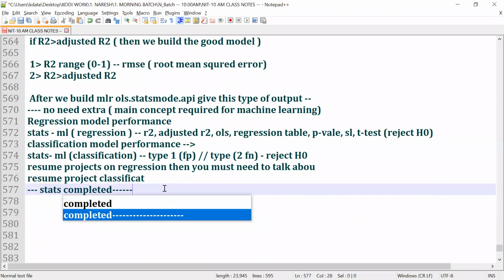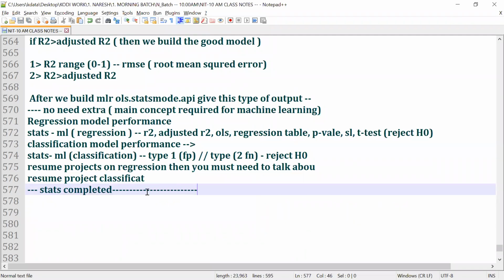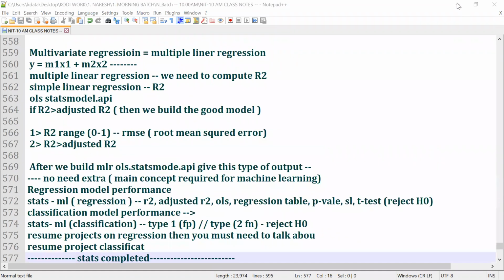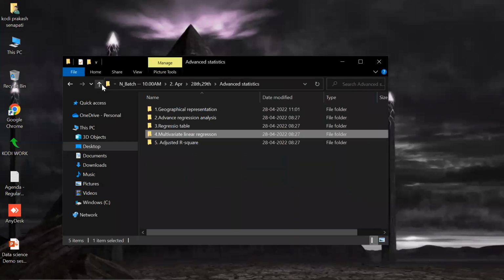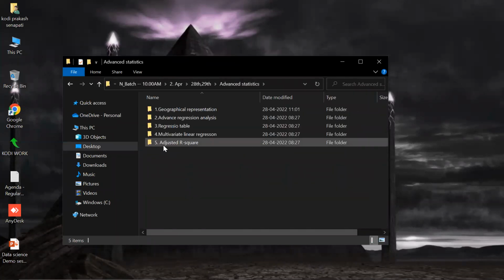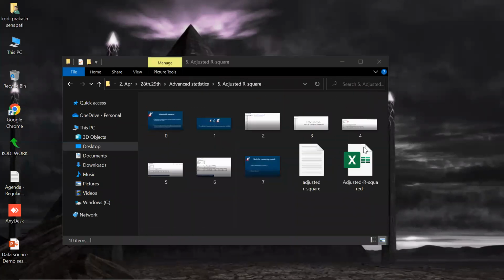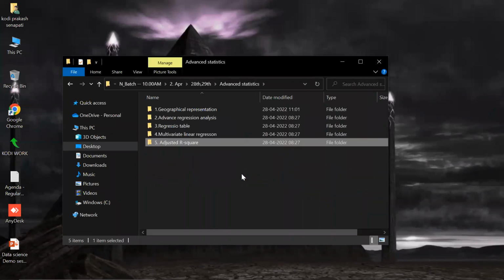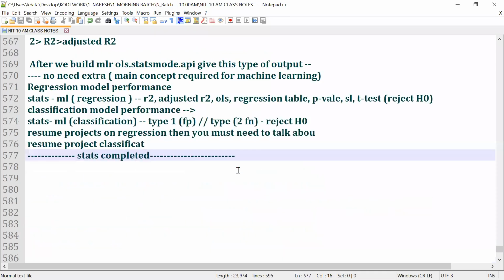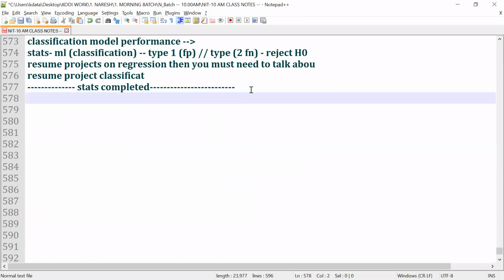I hope you understand. Clear? Understand or not, guys? Adjusted R squares, I covered this one. Online team, everybody's clear? All of them? Okay. Before I go ahead to machine learning, I just wanted to mention a few pointers.